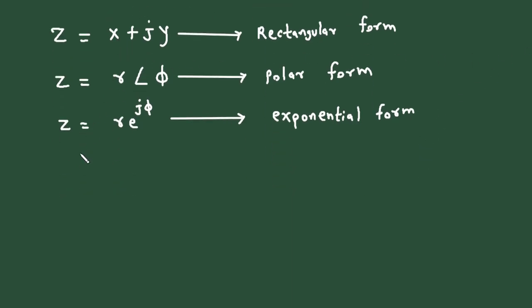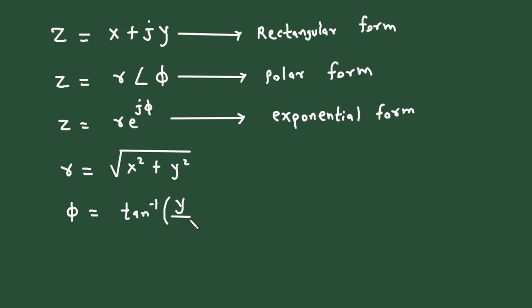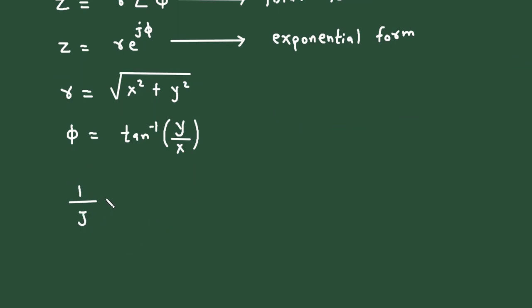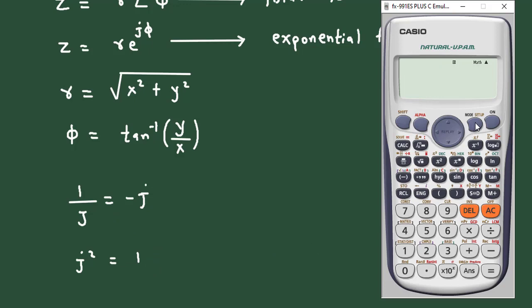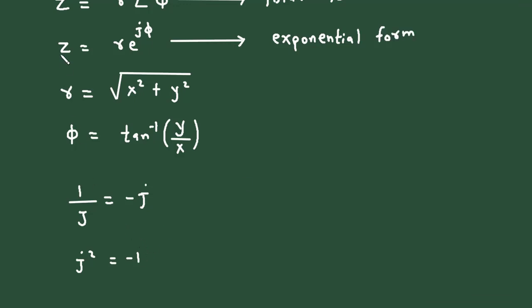And also remember that r is equal to the square root of x square plus y square, and this phi is equal to tan inverse of y by x. And also remember 1 upon j is equal to minus j, and j square is equal to minus 1. We can verify this in a calculator. If we take the calculator in complex mode, then 1 upon j or i is minus j, and if we take the square of this, then it is minus 1. So here this is minus 1, not 1.